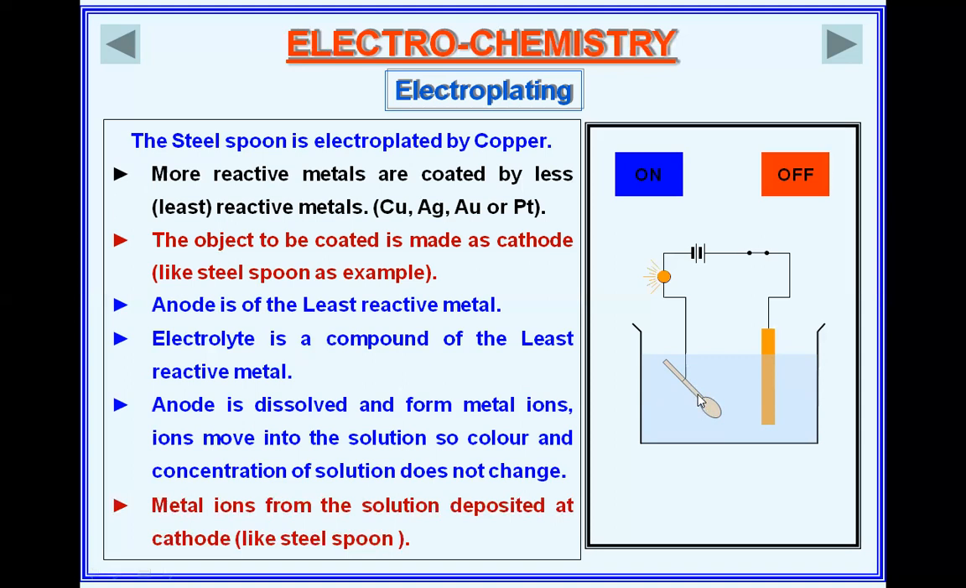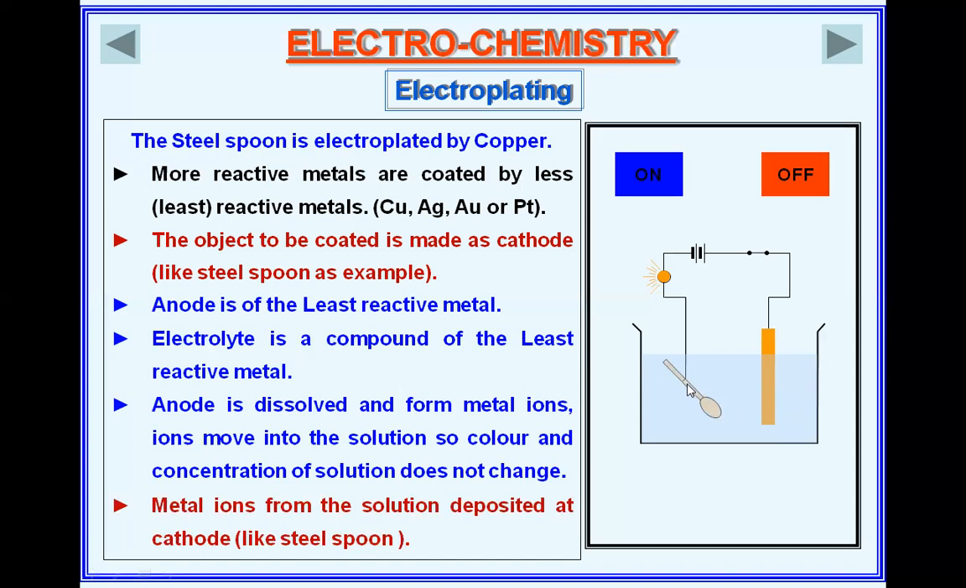If this iron spoon or steel spoon is to be electroplated by nickel, we have to use a metal rod of nickel as the anode, and the nickel sulfate solution used as an electrolyte. Now, the nickel metal anode dissolves in the solution and produces nickel ions, and these nickel ions travel toward the cathode because they are positive and the cathode is negative. So this is the logic of electroplating.